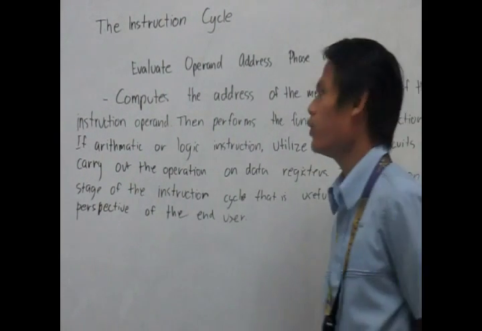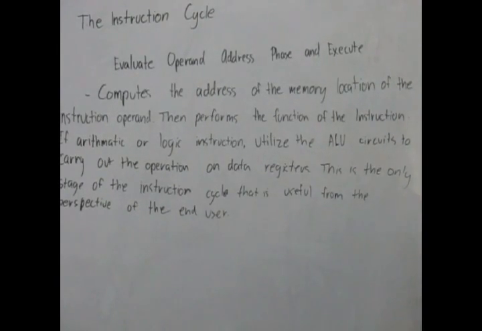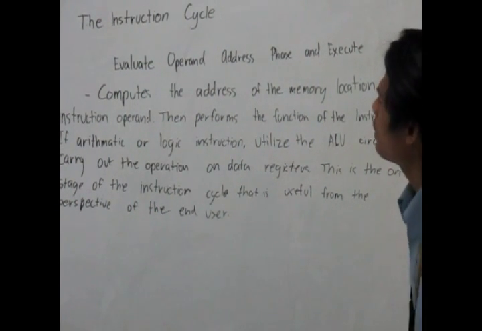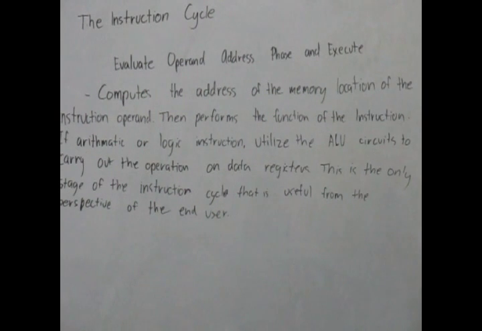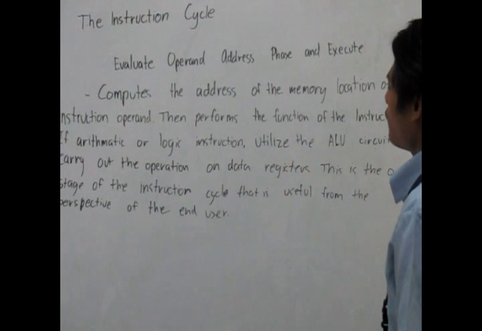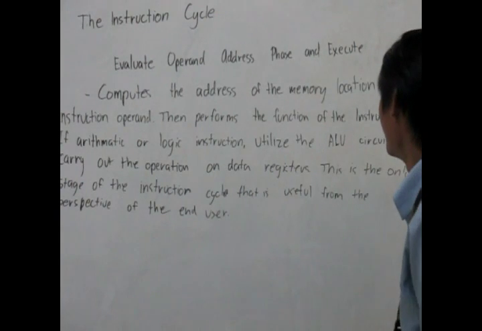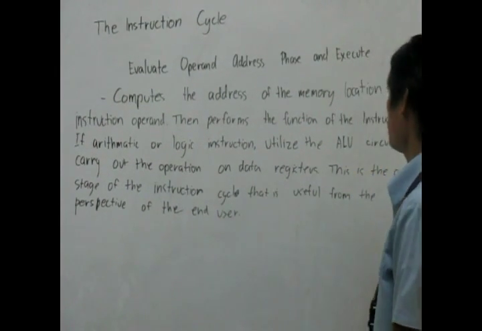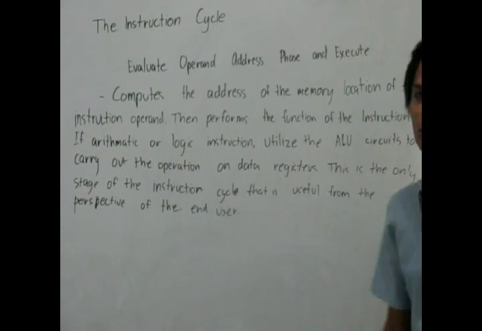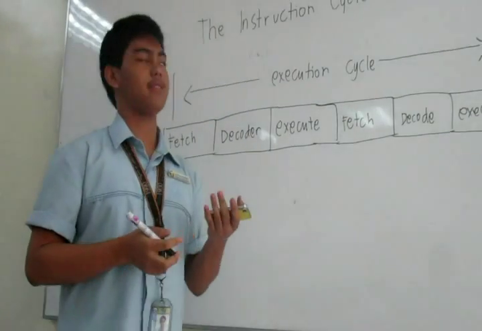So the first thing it will do is evaluate the operand that will be used by the program. After that, it will execute the arithmetic and logic instruction. It will evaluate the operand of the arithmetic logic units. Then it will execute the program. I'm done. So let's move on to the instruction cycle.